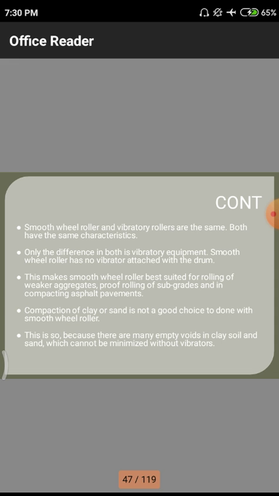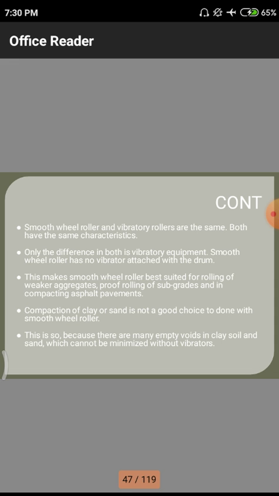Proof rolling of subgrade is done in compacting asphalt pavements and BT pavements like that. The next one is that compaction of clay or sands is not a good choice to do with smooth wheel rollers. That means this is only suited for aggregate-like pavements, that is, BT pavements, which have aggregates in larger number. This is not suitable for clay soils and whatever soils have smooth materials. The smooth wheel rollers are not suitable.